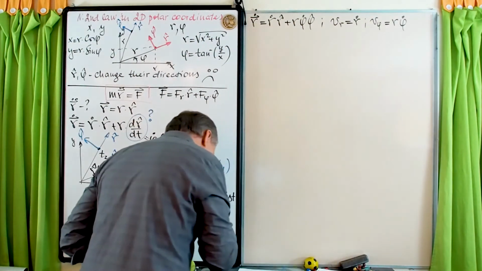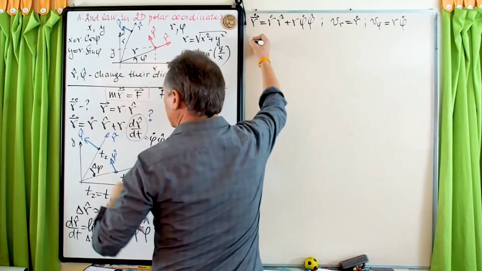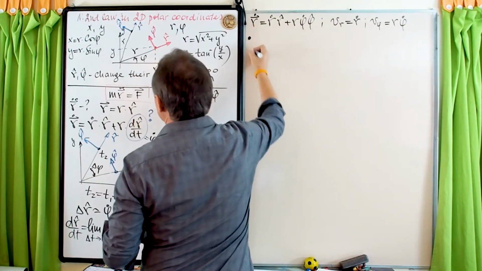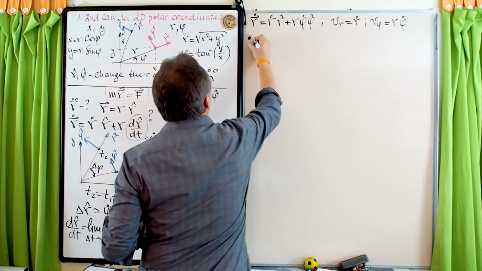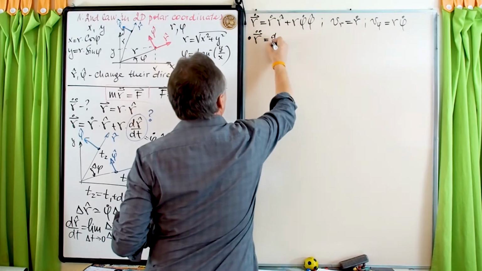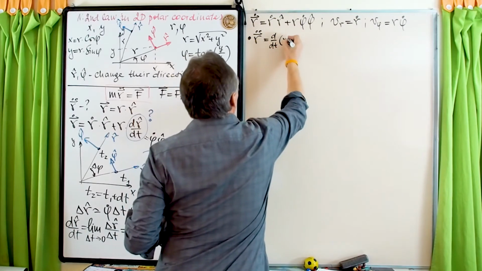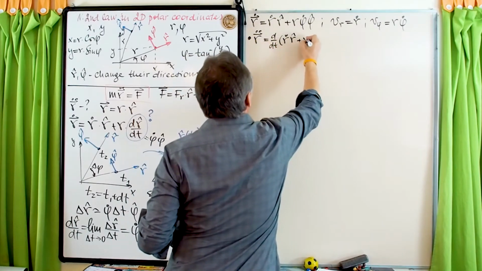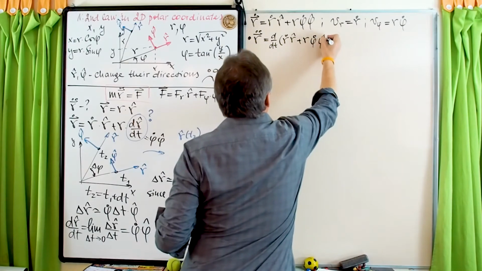So let me check if I mentioned everything. Yeah. So now the next bullet. So now r double dot. So r double dot equals the derivative of this: d over dt of r dot r hat plus r phi dot phi hat.